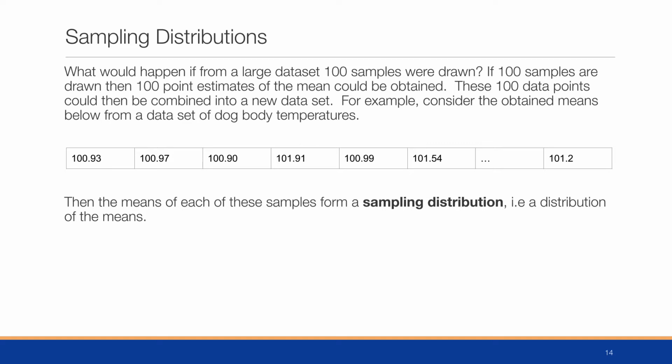So consider the obtained means from the data set below of dog body temperature. This is a whole new data set. In one sample, it was 100.93. In another sample, it was 100.97, and so forth. The means of these samples will form their own distribution called a sampling distribution, and it is the distribution of the means.